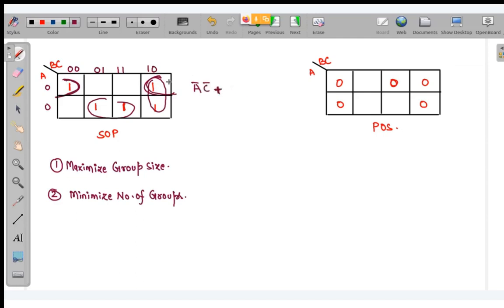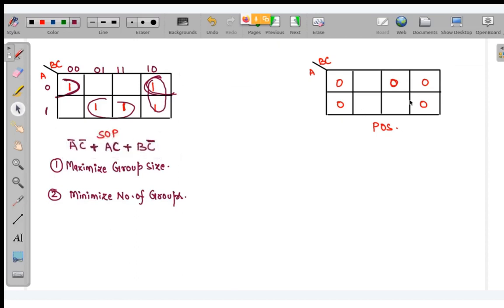Next, if I am writing for this one, so over here this should be 1. A equal to 1 is common in both, so that is A. And out of B and C, what is common? C equal to 1 is common, so A plus C. Next, if you write for this one, A is not common, B equal to 1, C equal to 0 is common, so this will be BC complement. So this is your SOP for this expression.